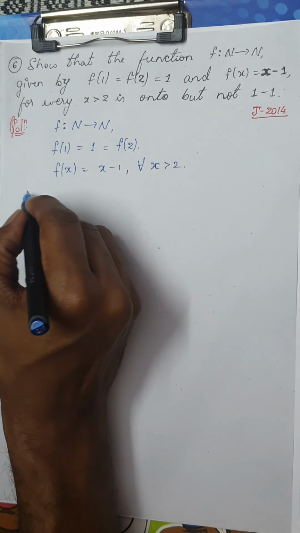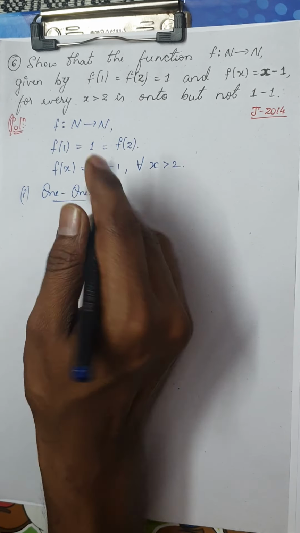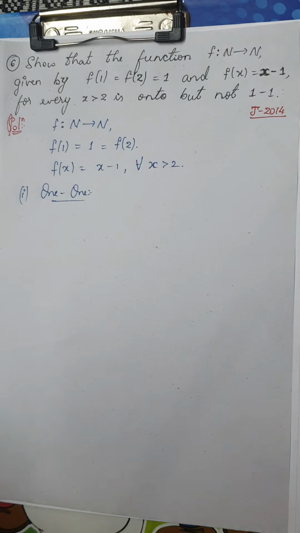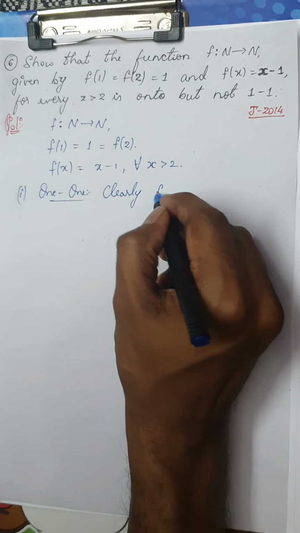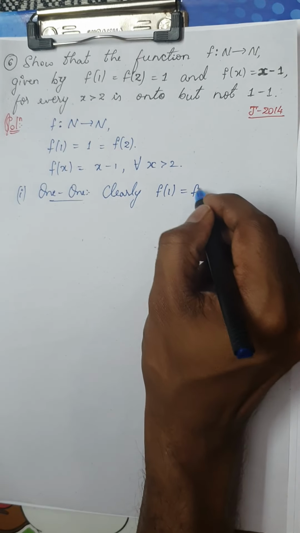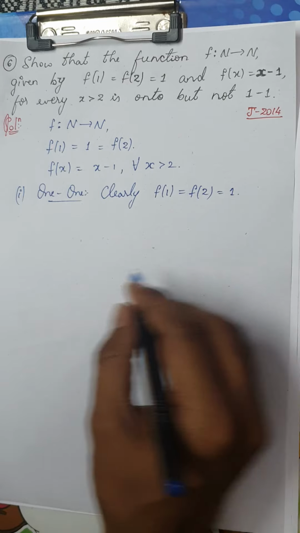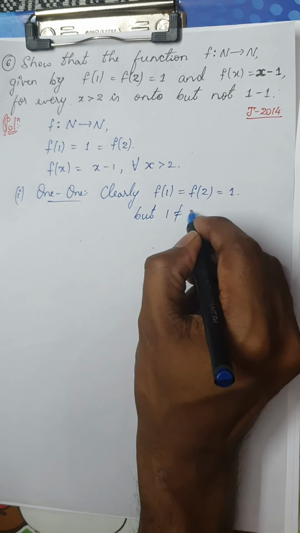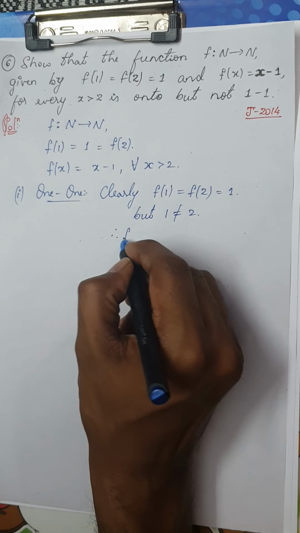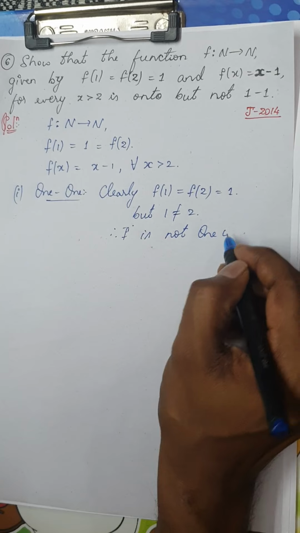So going on to the first case, let me check one-one. He has also already told you it is not one-one. Why is it not one-one? Clearly f of 1 is equal to f of 2, which is nothing but 1, but 1 is not equal to 2. Therefore f is not one-one, we write.